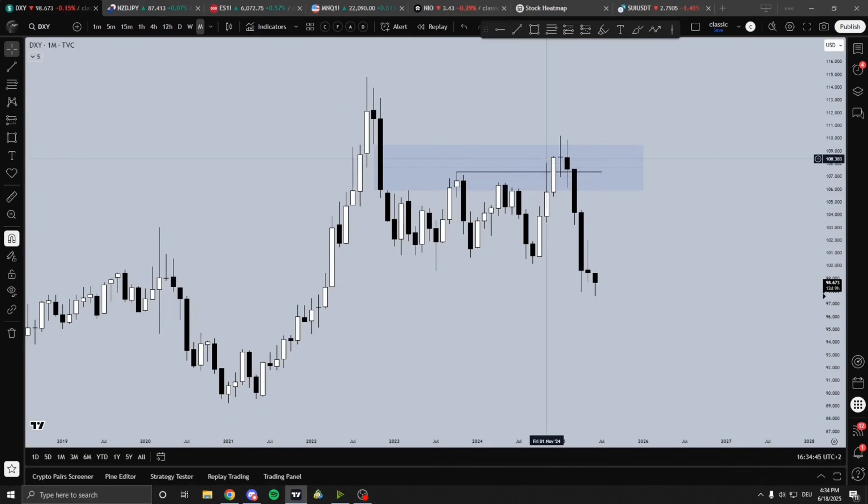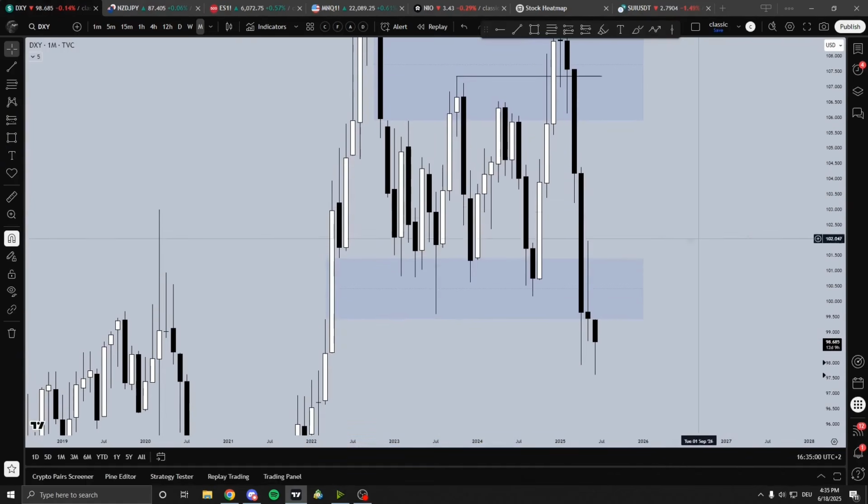So range, manipulation, and then distribution. And now we are trading at the range lows. We got this bullish value gap, where price previously was trading inside. Now you can see, we have not seen a closure below yet. You can see this candle is slightly closed inside.